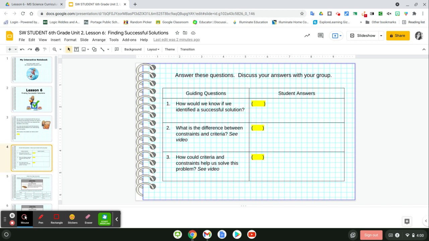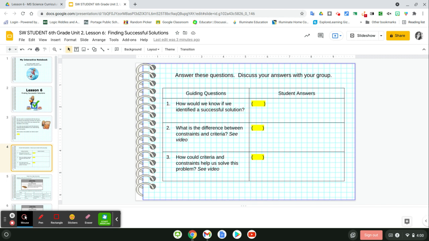Okay, so let's talk about these questions. How would we know if we identified a successful solution? How would we know that? What is the difference between constraints and criteria? Okay, so when it says see video, this is the video. If you're opening up this notebook, you are listening to a video where I'm going to talk about constraints and criteria.